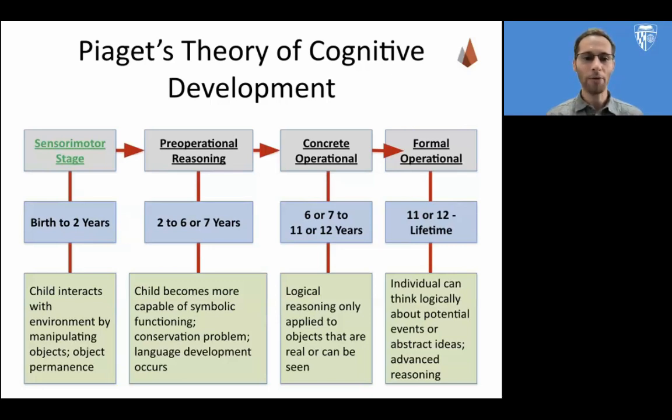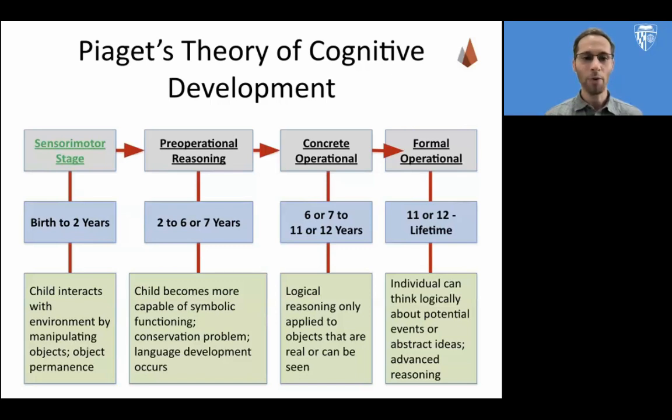In the concrete operational stage, which is from 6 to 7 years to 11 to 12 years, kids master their understanding of objects in isolation from each other, but still cannot comprehend abstract principles or logical deduction. For instance, kids in the concrete operational stage sometimes have trouble with syllogisms because they can't utilize some ideas to make inferences about specific situations. They can only apply logical reasoning to objects they perceive as real and can be seen or interact with directly.